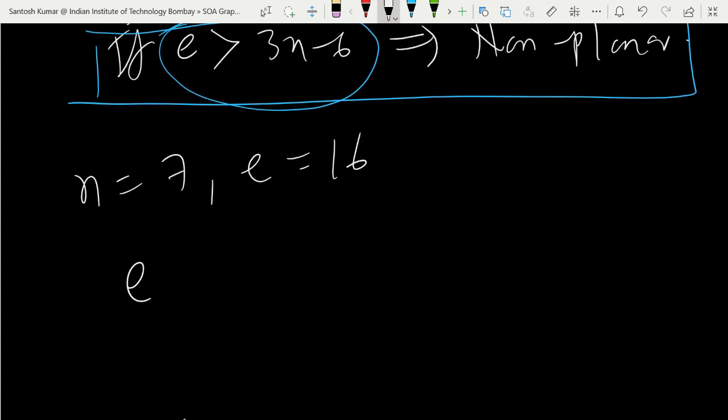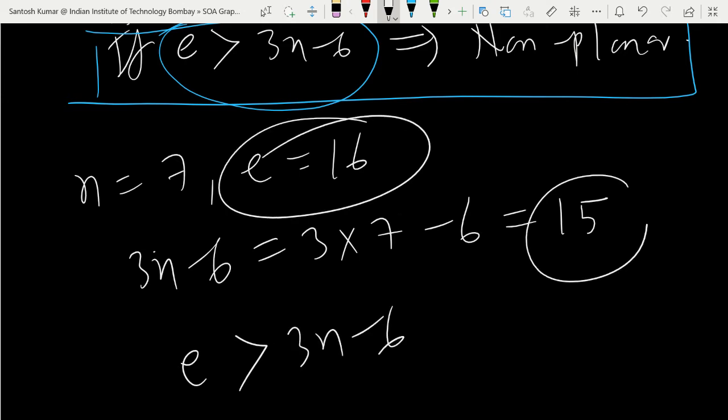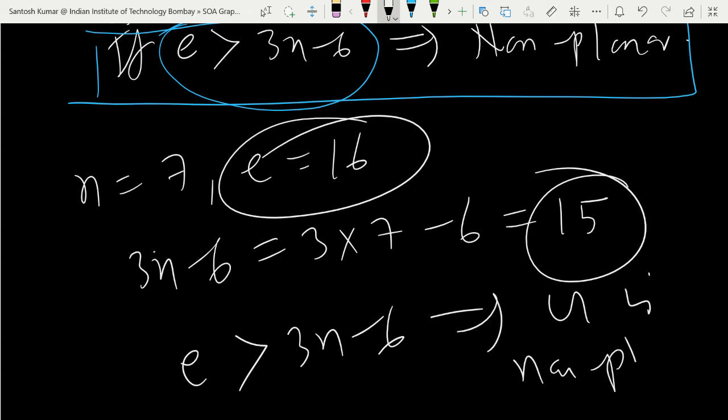So let's first find the value of 3n minus 6. So 3 into 7 minus 6 is 15. Now you see E is more than 3n minus 6, because E has value 16 and 3n minus 6 has value 15. So this implies graph G is non-planar. That is the proof.